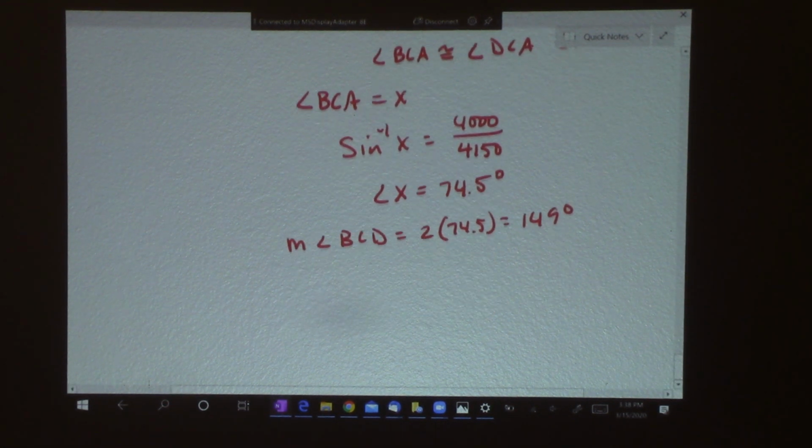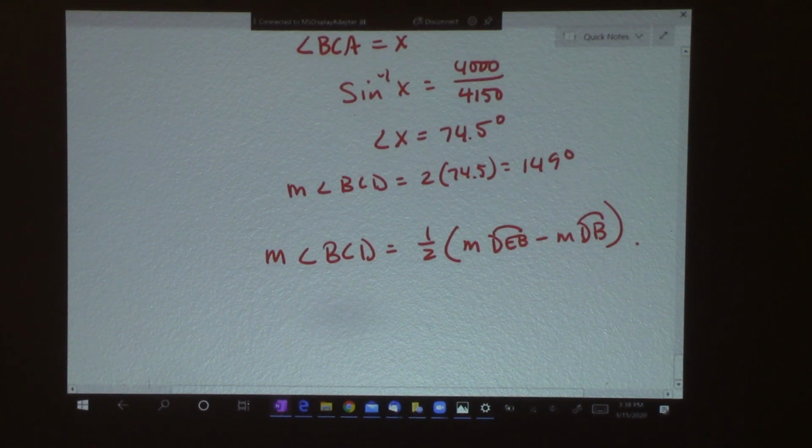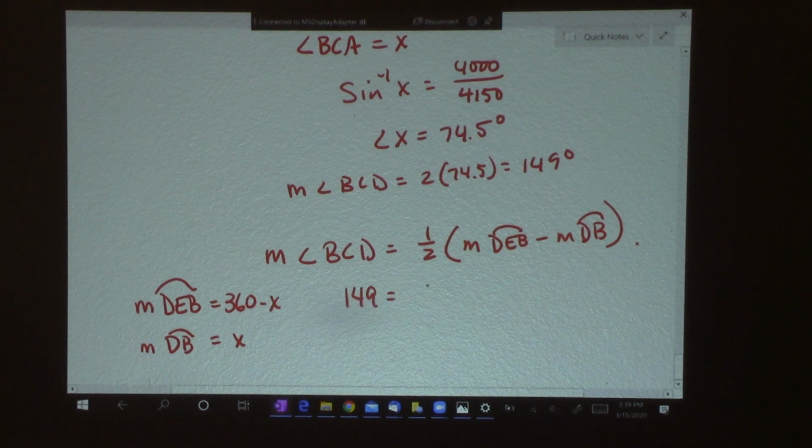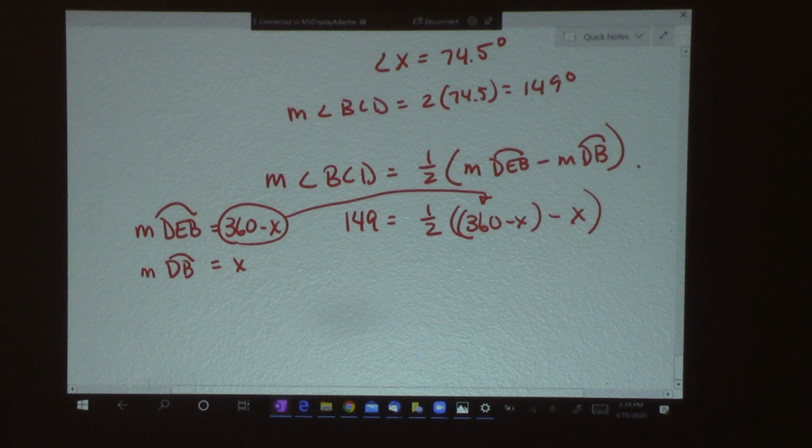So, using the theorems that I've learned so far, the measure of angle BCD equals half the measure of arc DEB minus the measure of arc DB. All right, and the measure of arc DEB is going to be 360 minus x, and the measure of arc DB is going to be x. And I know BCD is 149. So now I'm going to substitute this in here, and I get 360 minus x again, and this will work out to be my answer.